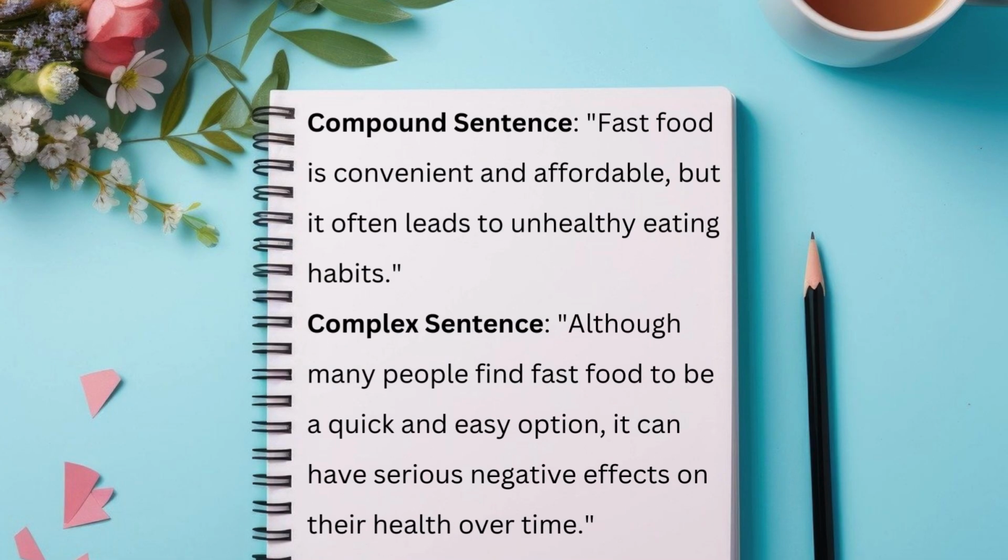Here are some examples of both compound and complex sentences based on the prompt. Compound sentence: fast food is convenient and affordable, but it often leads to unhealthy eating habits. Complex sentence: although many people find fast food to be a quick and easy option, it can have serious negative effects on their health over time.